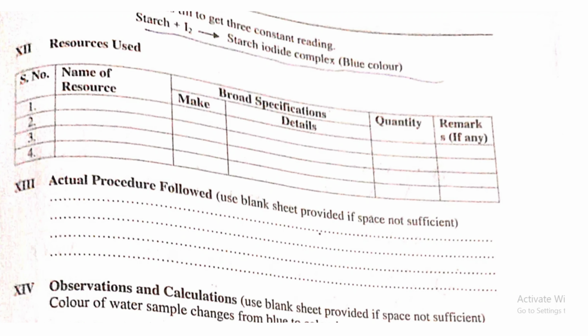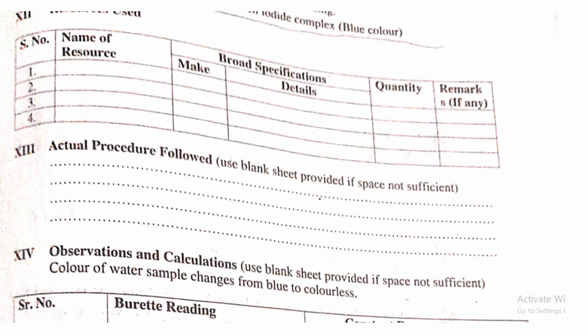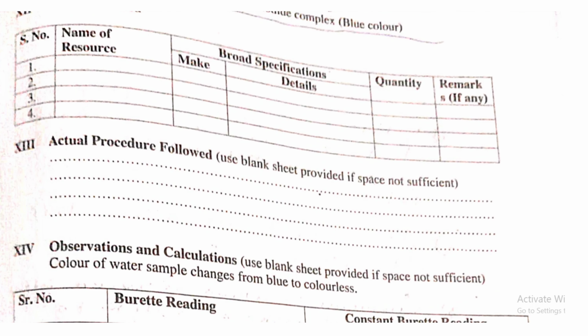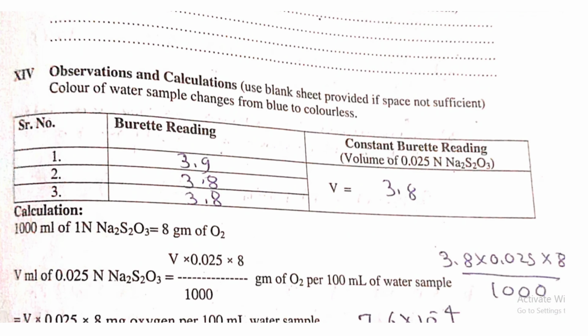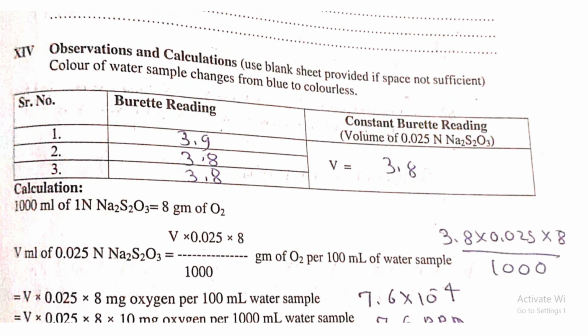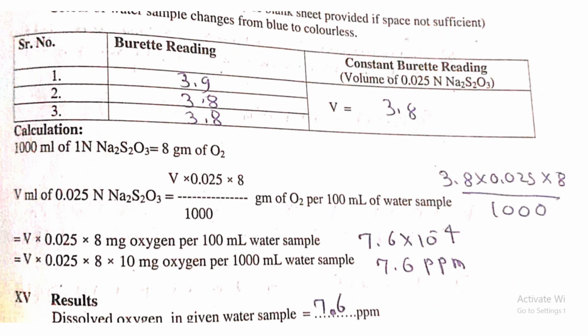In this resources table, you have to write down the resources which are given in the above table. Then write some important points in the procedure which is given above. Then in the observation table, write down the constant burette reading. First reading is 3.9, second is 3.8, third is 3.8. Therefore, constant burette reading is 3.8.